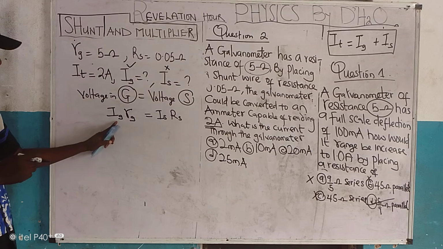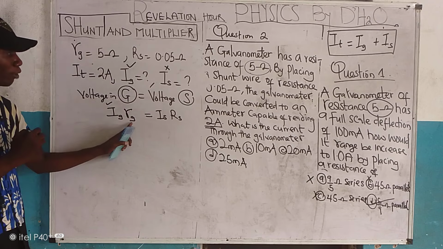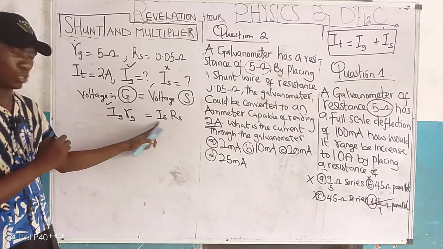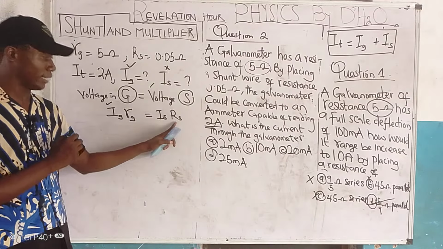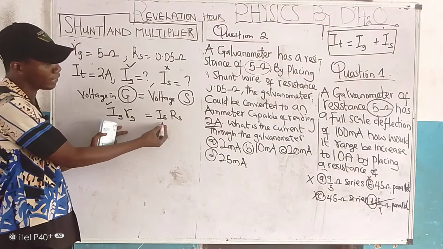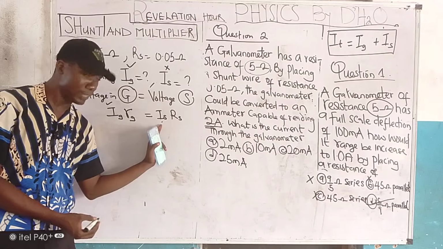Did they give us IG? No. This is what we are looking for. Okay, so let's mark that. Did they give us RG? Yes. They gave us 5 ohms. Did they give us IS? No. But they give us RX? Yes. So if we are looking for the current here, we must need to get the current here. It is very important. This is not what we are looking for, but we need it.